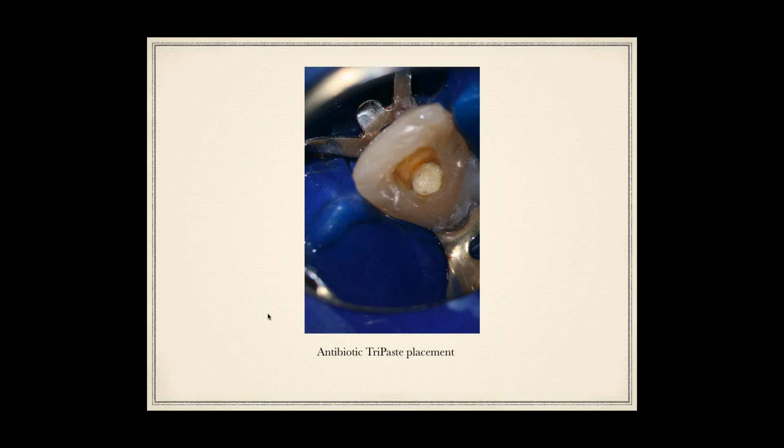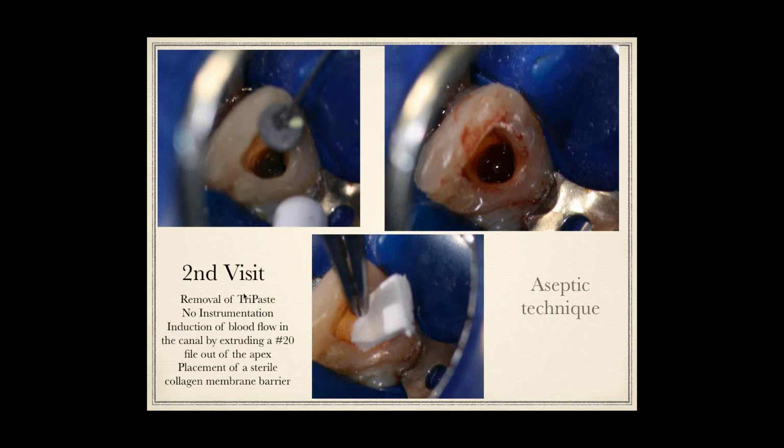What we do as a second stage, 15 days later, is that we evaluate whether the clinical symptoms have been resolved, have been eliminated. And once this is confirmed, then I go back in, remove the tri-antibiotic mix, and I do no instrumentation, but I use a number 20 Hedstrom file to pinch the periapical tissues and cause bleeding to come into the canal. You can see the bleeding in the canal.